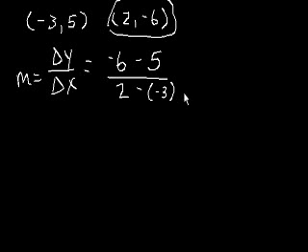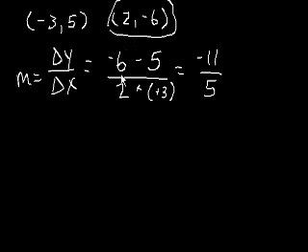You've got to be real careful to get the signs right. So it's 2 minus -3. -6 minus 5 is minus 11. And 2 minus -3, well, that's the same thing as 2 plus 3, so that's 5. So we have the slope is equal to -11 over 5.